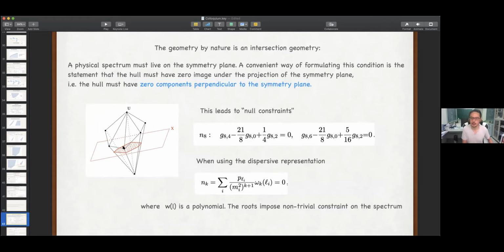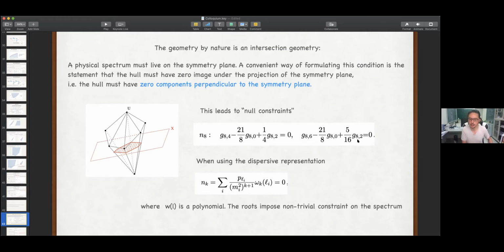So to have more control about this balancing behavior, that means that for any physical spectrum, you must be living on this plane, which translates into that the image of the convex hull of this physical spectrum must have zero image perpendicular to the plane in orthogonal directions. So this leads to what in the community called null constraints. So constraints which tell you that there must be no component orthogonal to the symmetry plane. So for example, at k equals 8, the null constraint translate into that these couplings must have these linear relations.